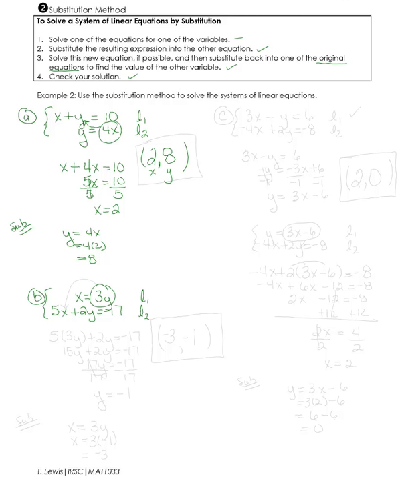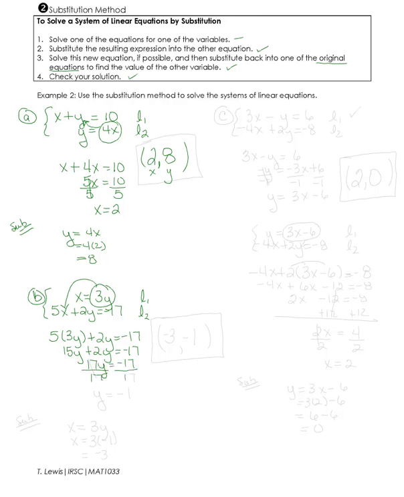So now we have 5 times x, what we're calling x here is 3y, plus 2y is equal to negative 17. 5 times 3y, we have 15y, plus 2y is equal to negative 17. Then we have 17y is equal to negative 17. Divide by 17, and y is equal to negative 1.